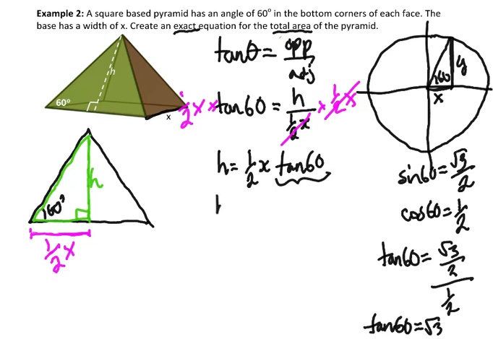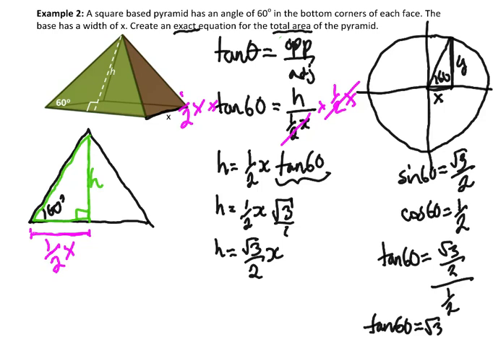So we can replace that. So I have h is 1/2 x times root 3. And I can make that a little simpler. I'll get h is root 3 over 2 x, right? If I multiply the root 3 by the 1 in that fraction, this is the same as root 3 over 1, so I can multiply those fractions out and get root 3 over 2 times x. All right, so all that work just to find the height of this triangle. So the height of this triangle is root 3 over 2 times x.